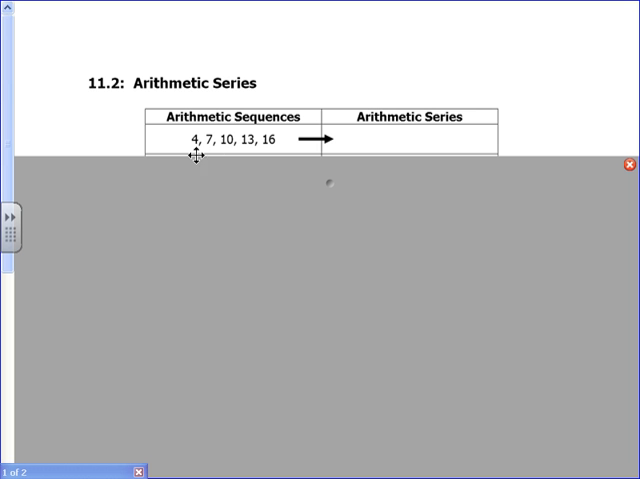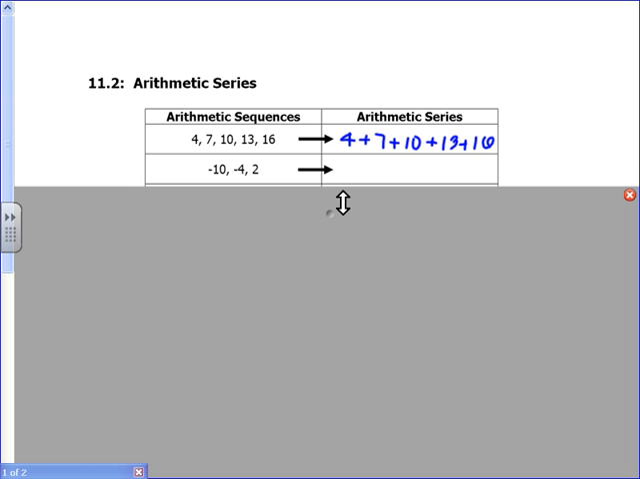So for example, from 4 to 7, 7 to 10, how are we getting from one number to the next? Well, we're adding 3, and that's basically all an arithmetic sequence is. Now, the difference between a sequence and a series is that in a series, we add everything together. A sequence is just numbers in a pattern. So all we're going to do to change this from a sequence to a series is put plus signs in between the numbers. So 4 plus 7 plus 10 plus 13 plus 16.